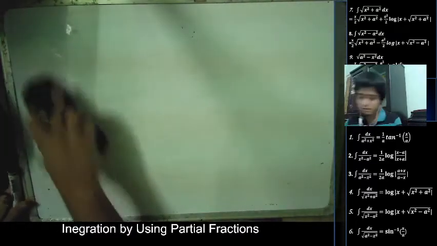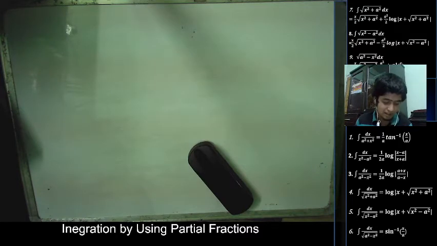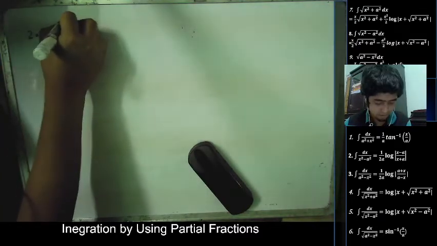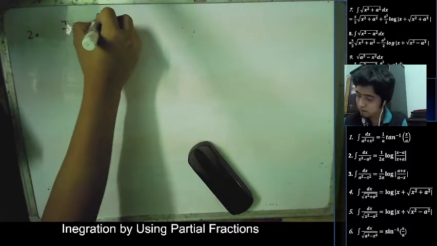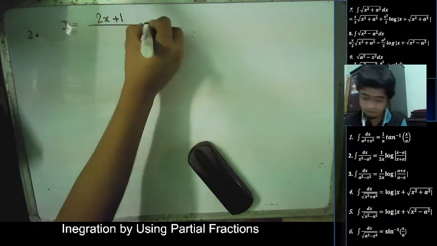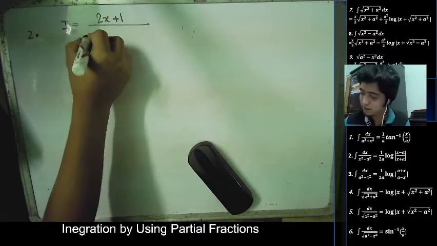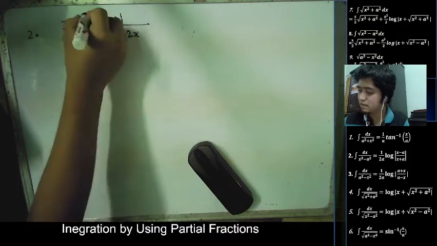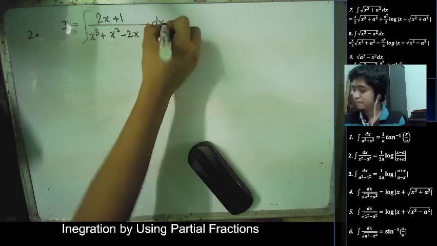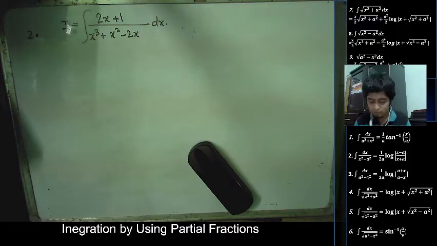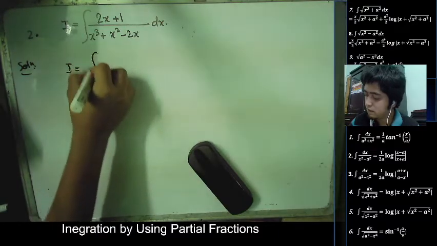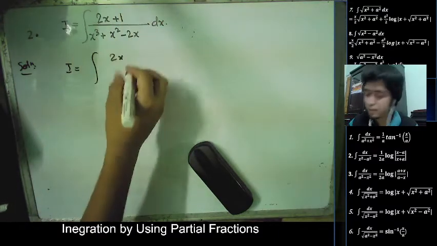Now let us do another example. Okay, it will be slightly difficult. Integral of (2x plus 1) upon (x cubed plus x squared minus 2x). Okay, so now we need to integrate that. Again, remember that the first step is factorizing the denominator. So we don't care what the numerator is.